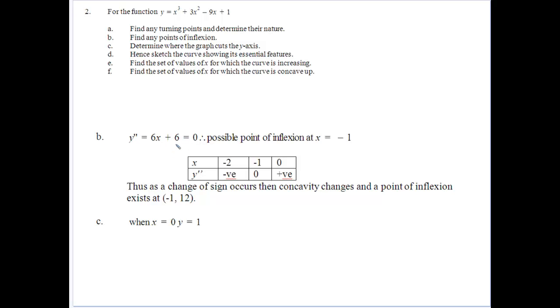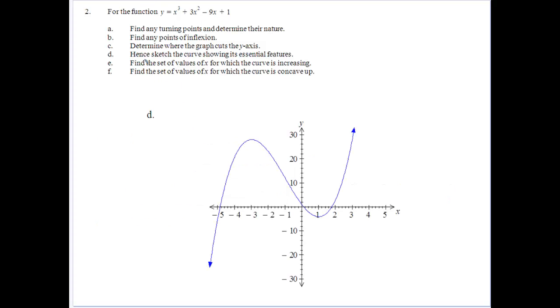We get our second derivative and set it equal to 0. So we've got a possible point of inflection at minus 1. When we sub values in either side, we get minus 2, which is negative, and 0, which is positive. So we get a change in sign for our concavity, so that must be a point of inflection. Where does the graph cut the y-axis? When x is equal to 0, y is equal to 1. That's not too bad, so we've got our y-intercept. Now sketch the curve showing those features.